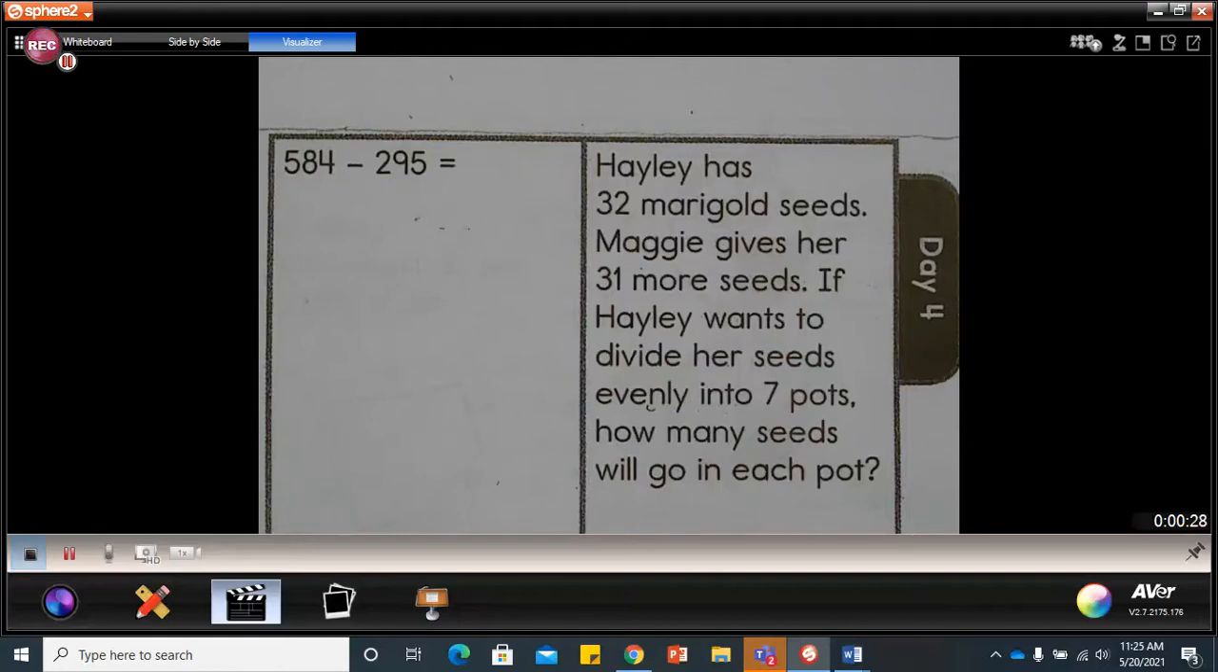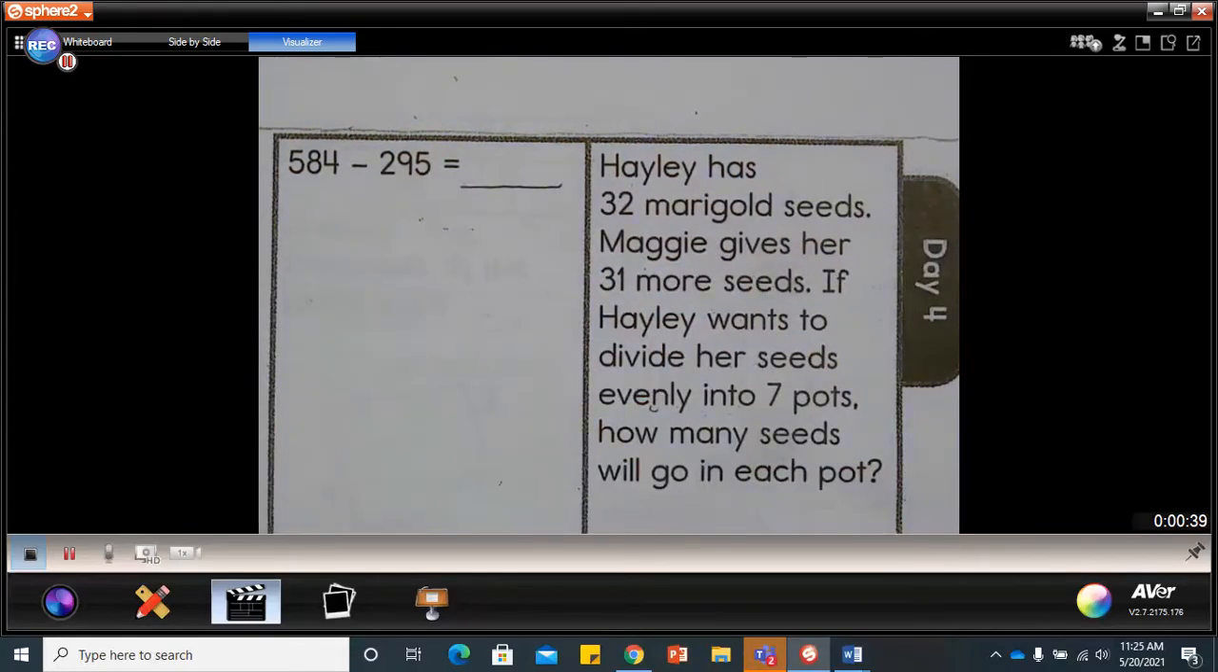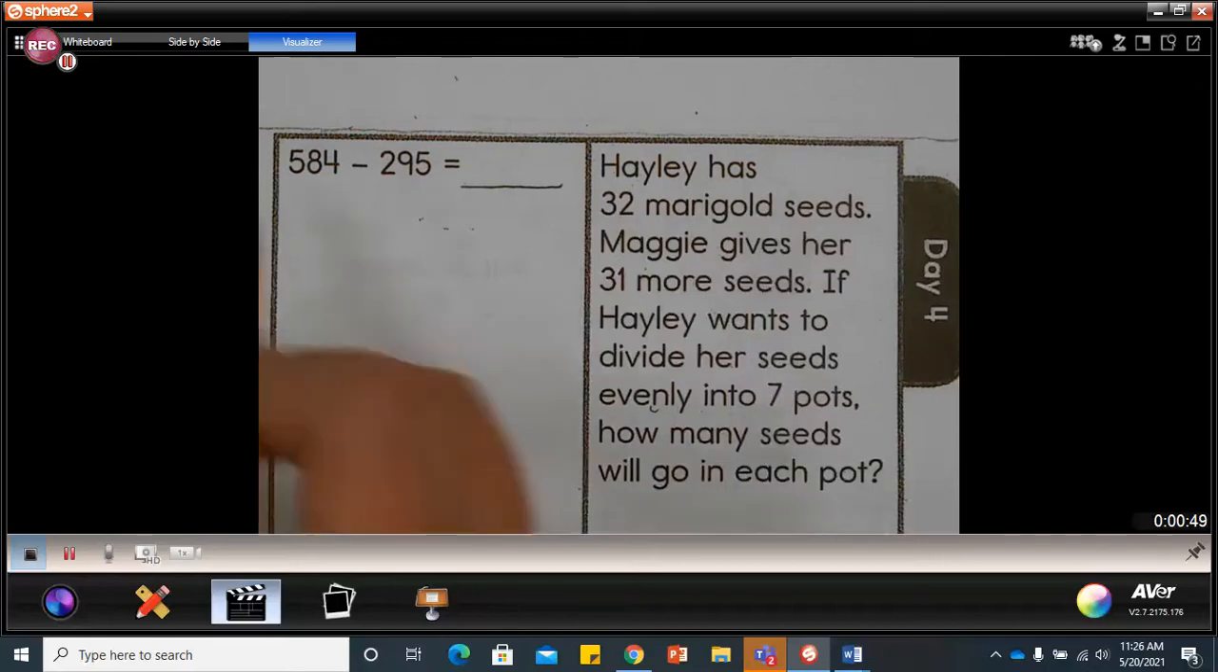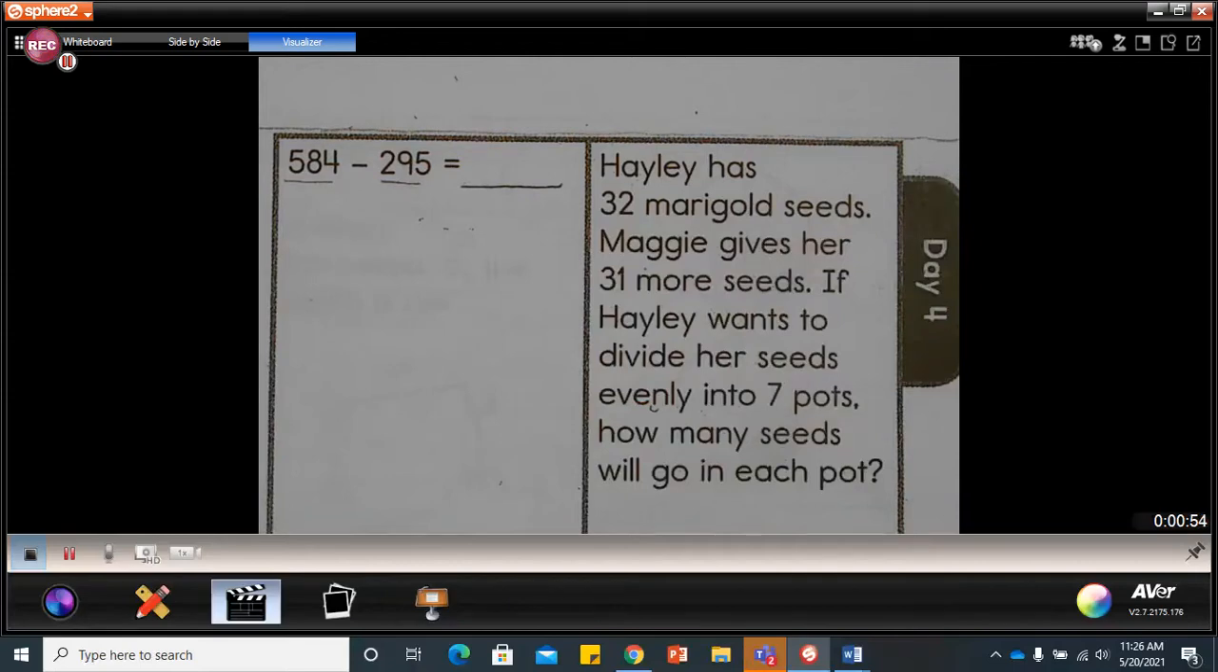So let's take a look at our first problem. The first thing I want to do is use my rounding skills to see what this difference is going to be close to. So if I were going to round each one of these numbers, 584 and 295, to the nearest 100, what would that be about?